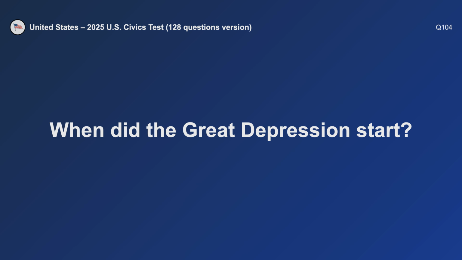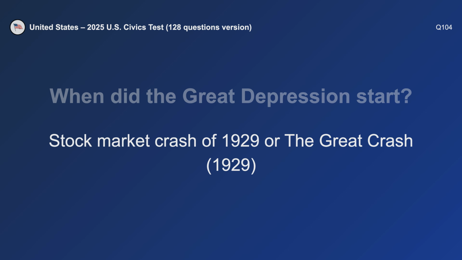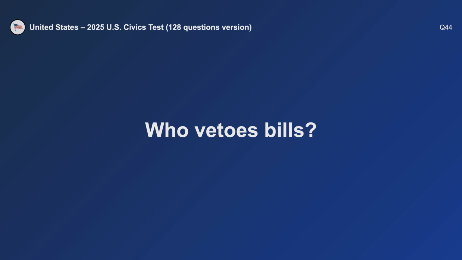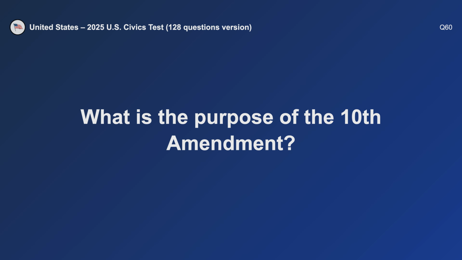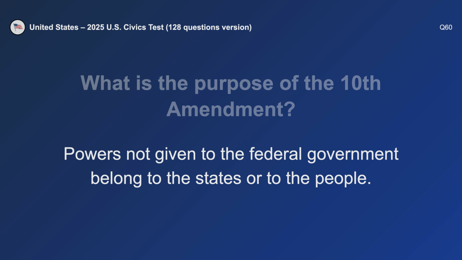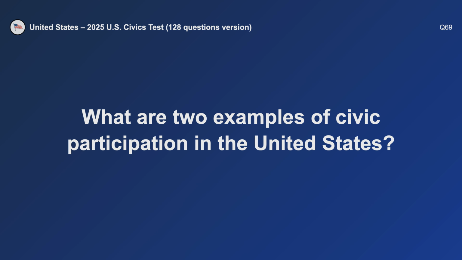When did the Great Depression start? Stock market crash of 1929. Who vetoes bills? The President. What is the purpose of the 10th Amendment? Powers not given to the federal government belong to the states or to the people. What are two examples of civic participation in the United States?